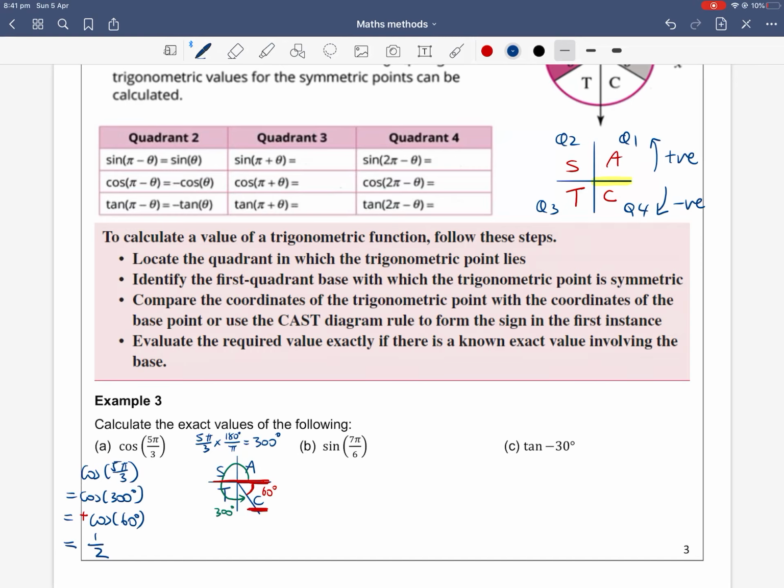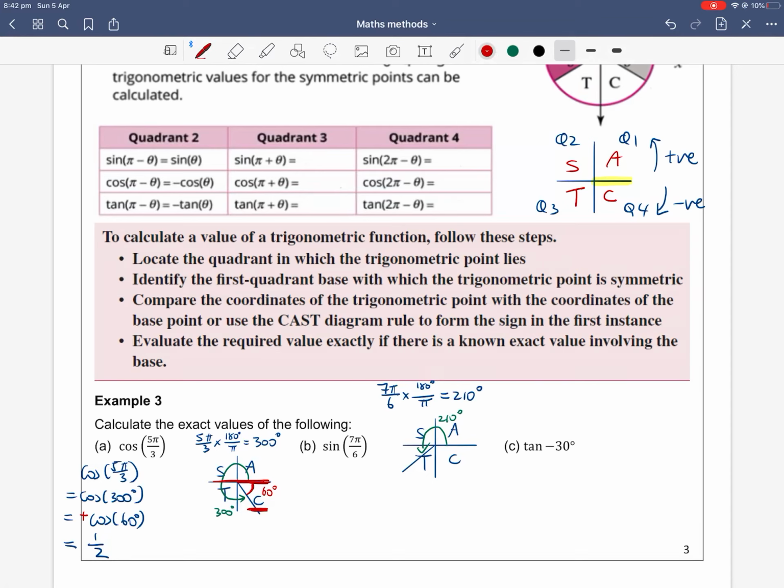Let's do a similar thing: sine of 7 pi on 6. Again, if you can't visualize where 7 pi on 6 is, do a little sine calc to convert radians into degrees. Times 180 over pi, that gets us 210 degrees. So draw your little CAST diagram on the side so you can visualize where it is. 210 degrees is more than 180 but less than 270, so in quadrant 3. From the positive x-axis to that angle there, that's 210 degrees.